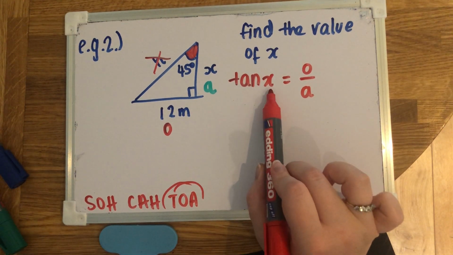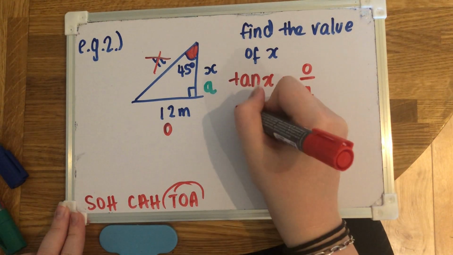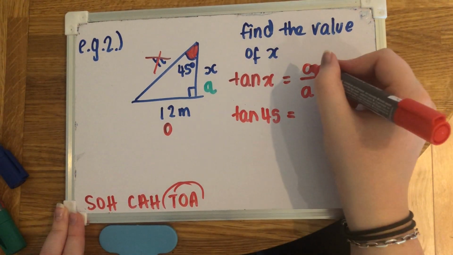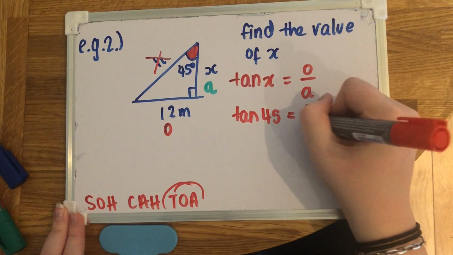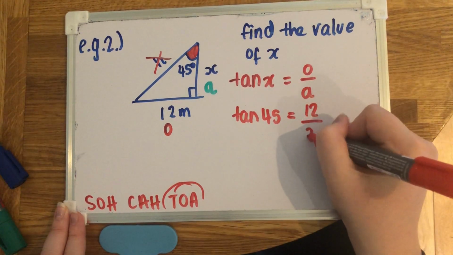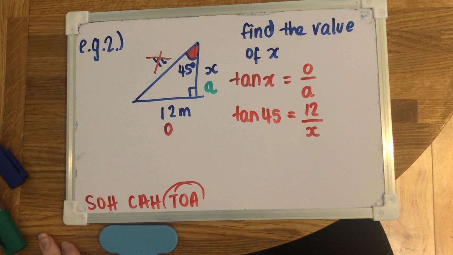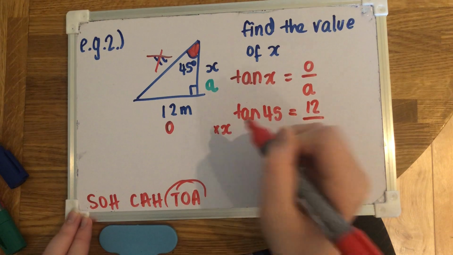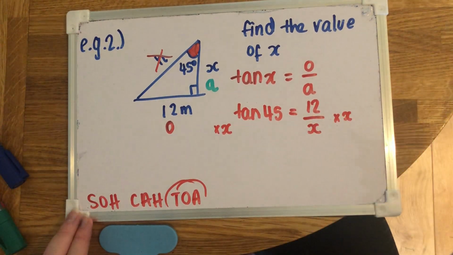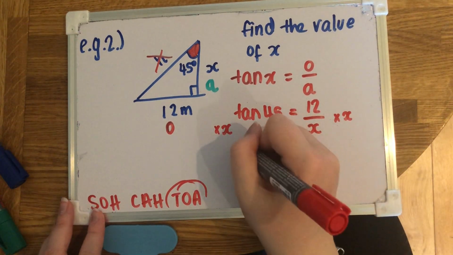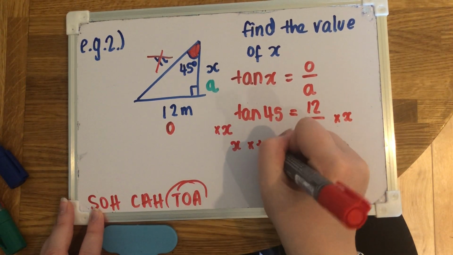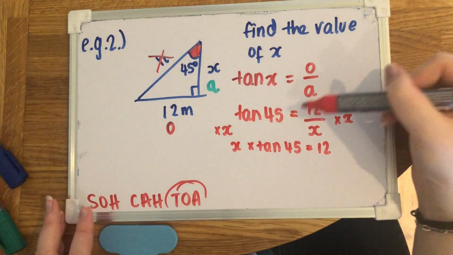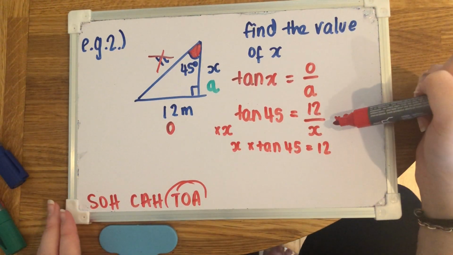So this x here represents the angle, which is 45. O is 12. And A we've just called x for now. Okay, again, we don't want this fraction anymore, so we multiply by x on both sides. Okay, so this side now becomes just 12 because we've multiplied by x.